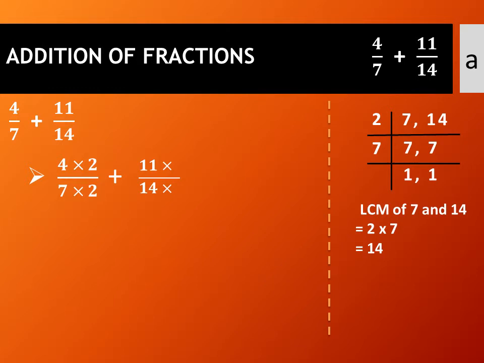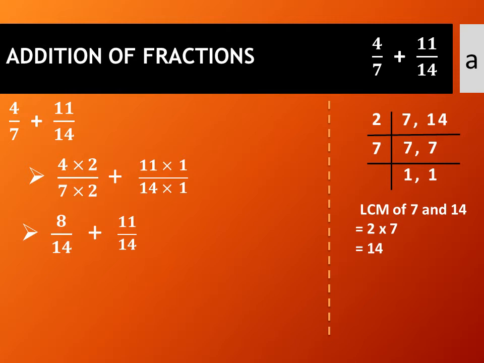See, the denominator is 14. So we multiply numerator and denominator by 1. Then multiply 4 2s are 8 and 7 2s are 14. So the fraction is 8 upon 14. Then write down the plus sign. 11 1s are 11 and 14 1s are 14. So the other fraction is 11 upon 14.